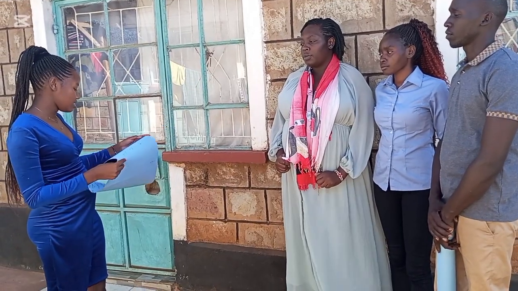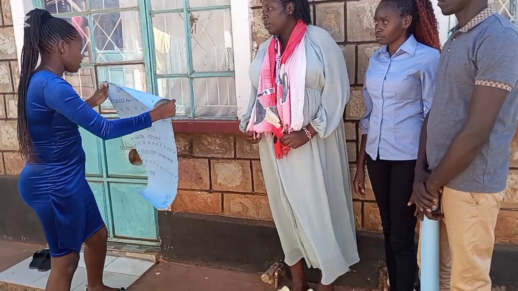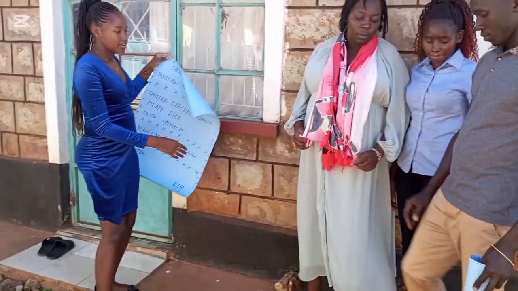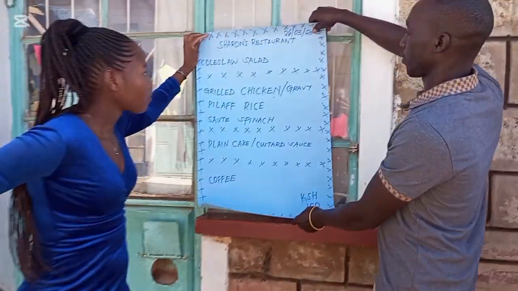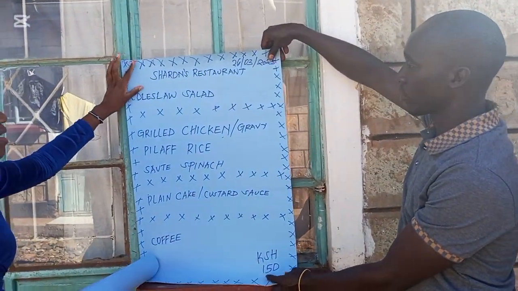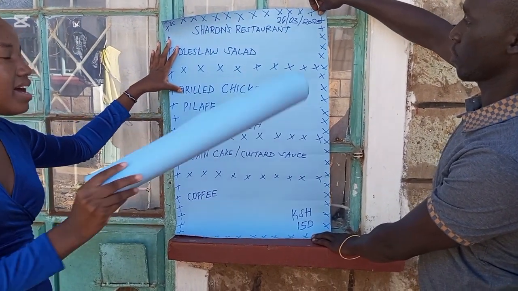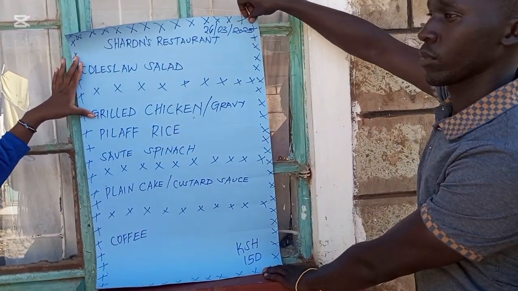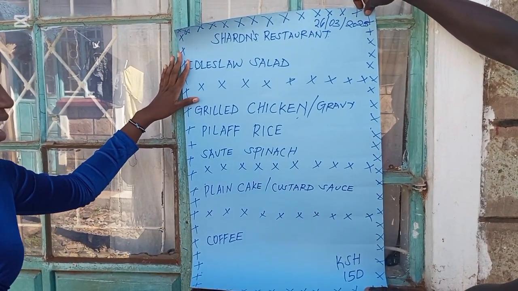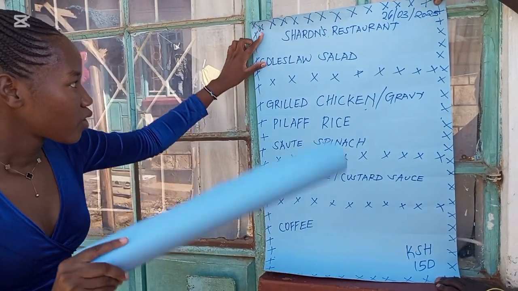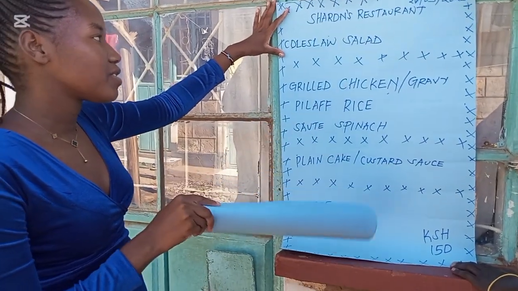I have a chart. I request one of you to come and hold this chart for me. I use this as a pointer. When you are preparing a menu, your menu has to have a date and the name of the restaurant. And a complete menu has to be balanced with carbohydrates, vitamins, and salads. So your menu has to consist of a three-course meal.